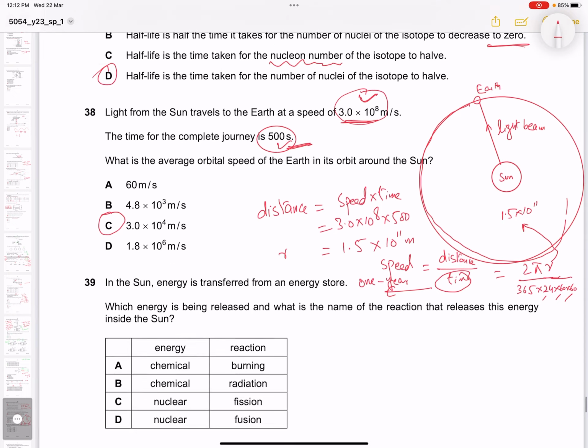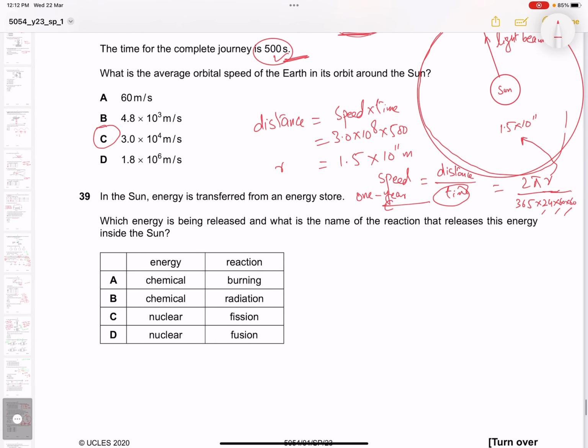Next question. In the sun, energy is transferred from an energy store. Which energy is being released and what is the name of the reaction that releases this energy inside the sun? So we know a fusion reaction takes place inside the sun, and that is nuclear energy which is obtained as a result of this process. So option D is the correct one.